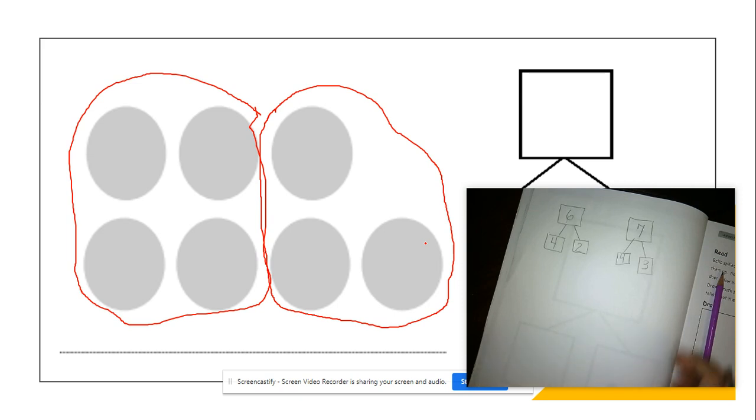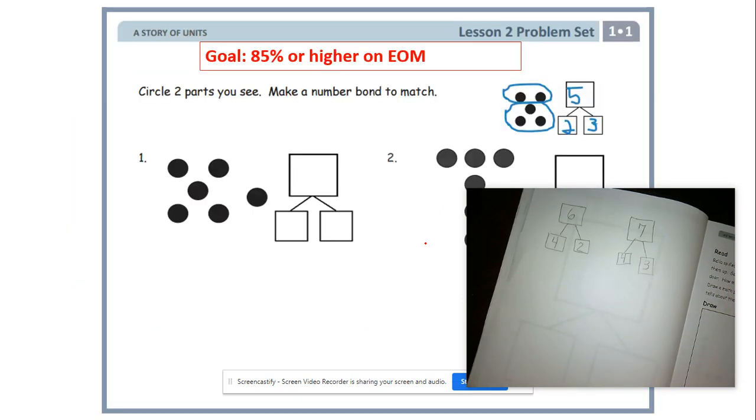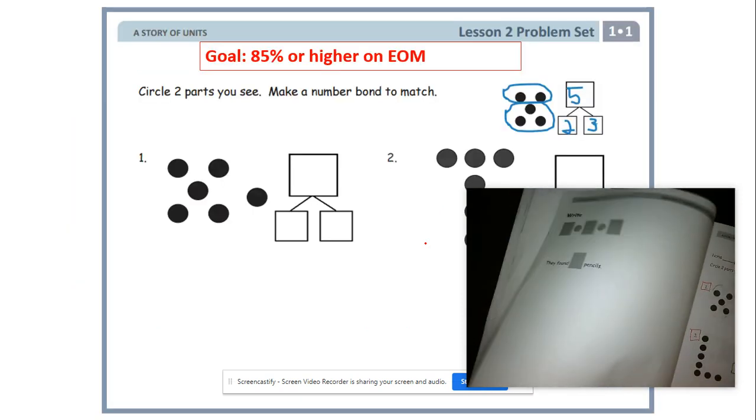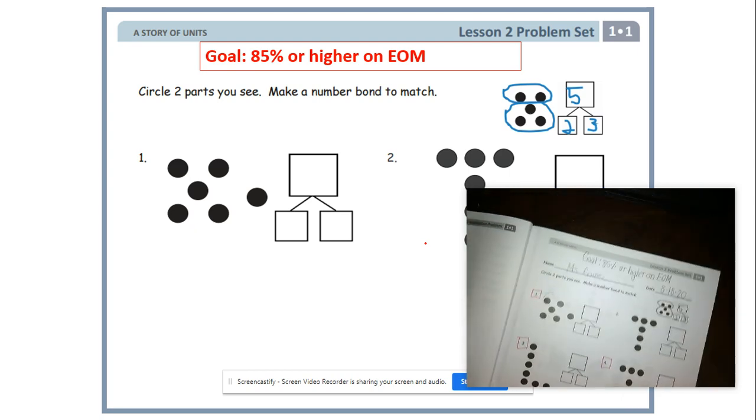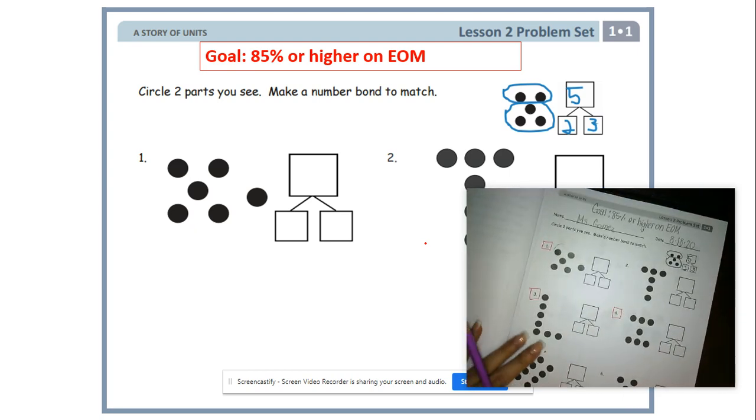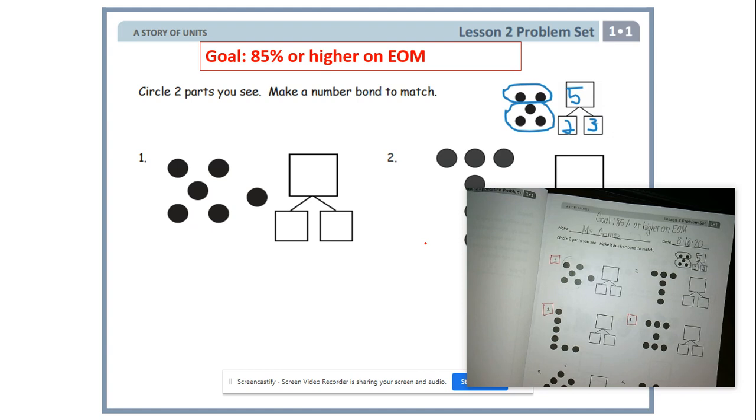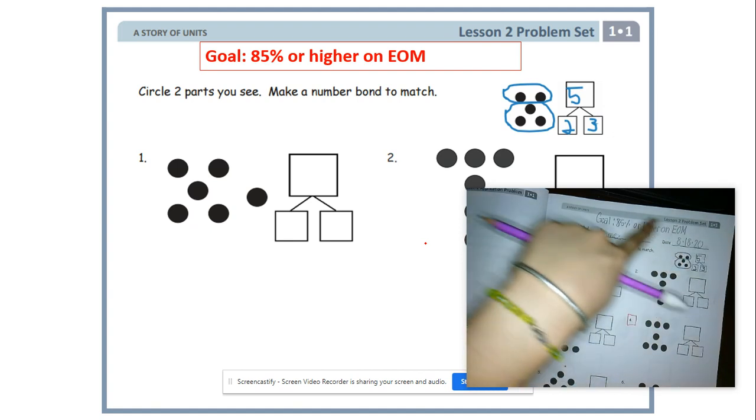Okay, now it's time for your problem set. Go ahead and turn the page to page 11. Again, turn the page to page 11. If you notice, Ms. Gomez already has her heading. And remember, idea 56 is we write our name and date on every paper. Idea 57 is we write our goal. So I have my name, date, and goal.